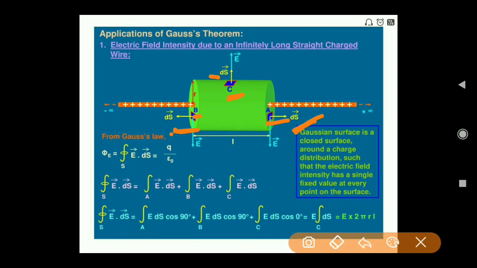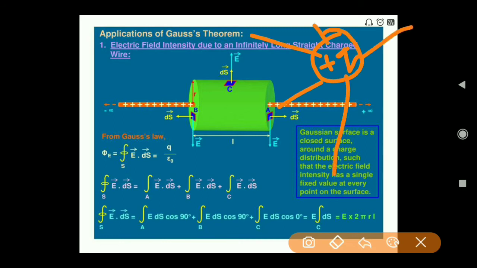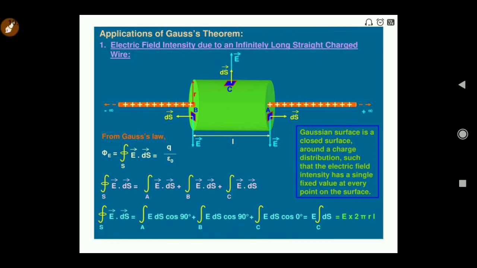Now what is the direction of the electric field? You know that from any positive charge plus Q, the direction of the electric field is always outward. Similarly, here the direction of the electric field is outward from this line conductor.